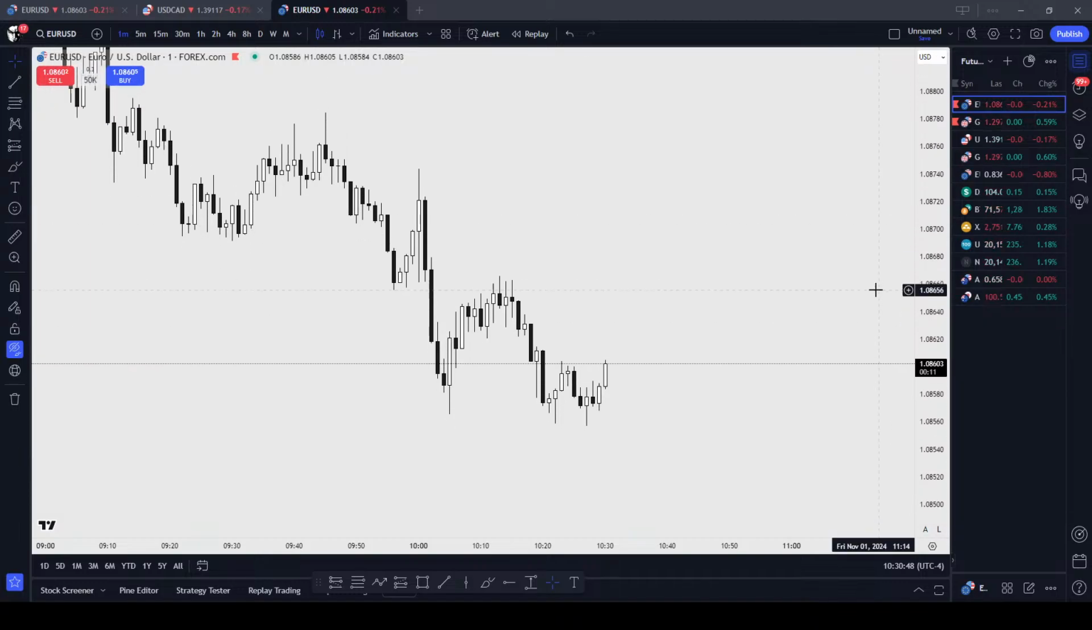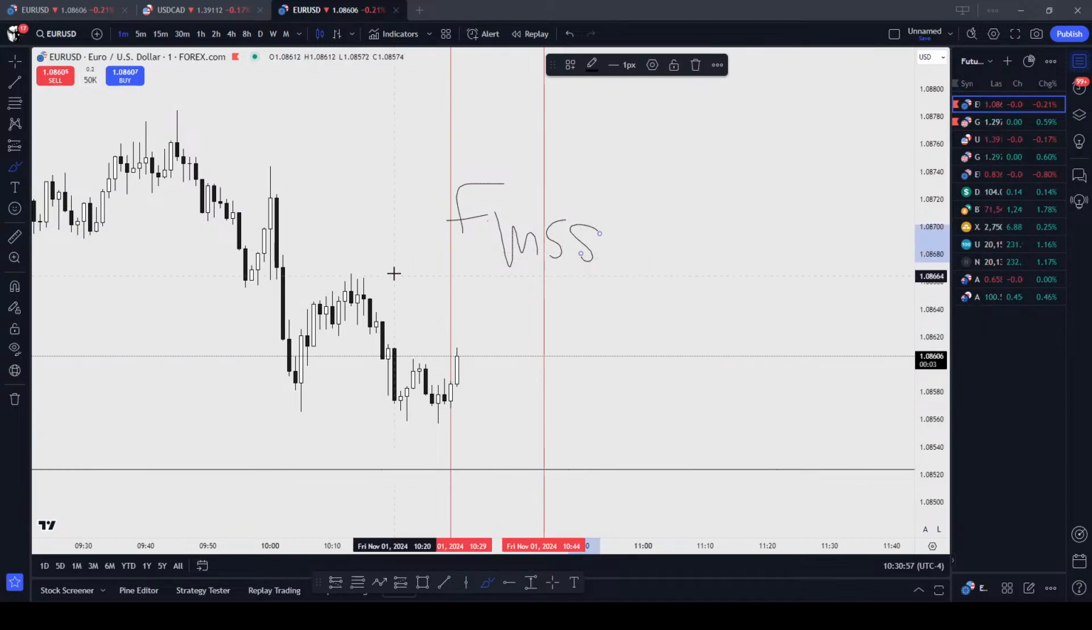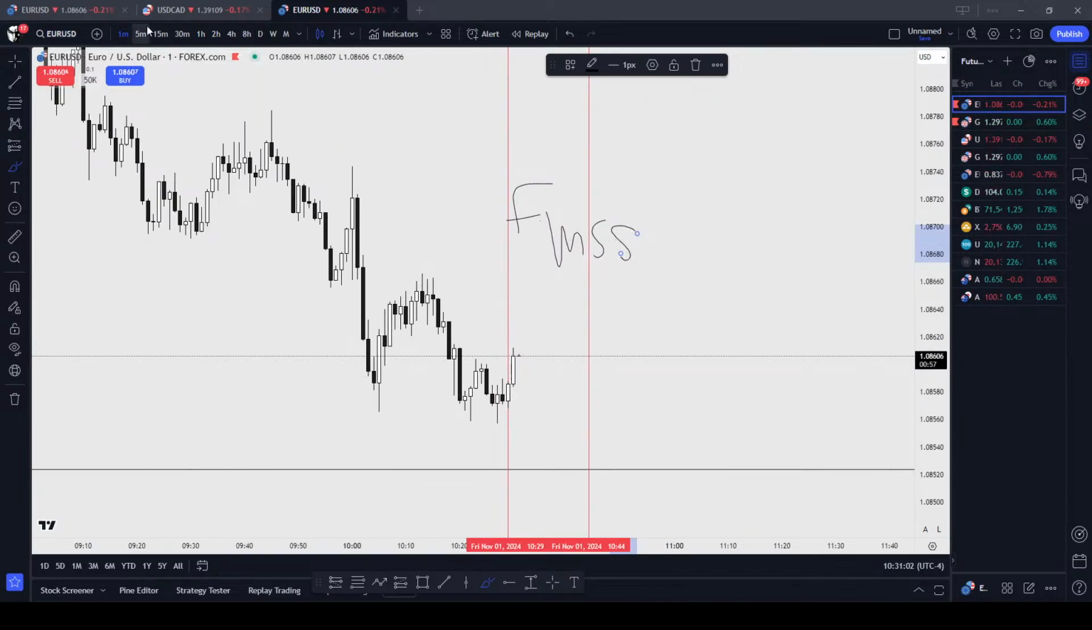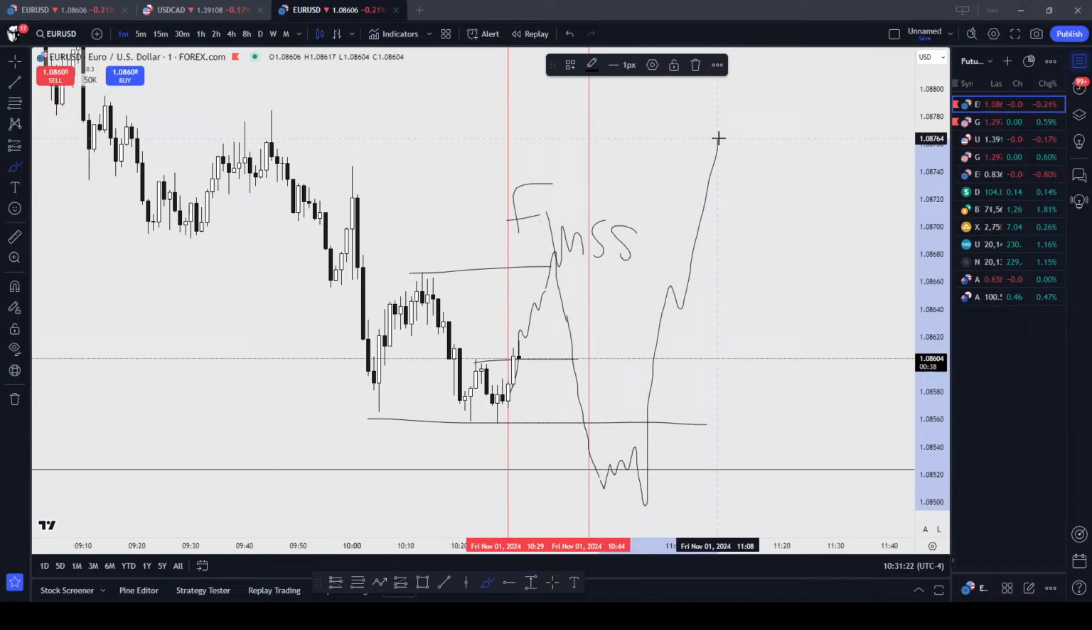Based on the MSS model, the fake market structure shifts. If I want to go long, I would want to wait for a fake market structure shift. So something like this, or going above this, but then coming down and taking out the lows, and then going up. Even if I want to go long here, it should come down. It should give me something like this.